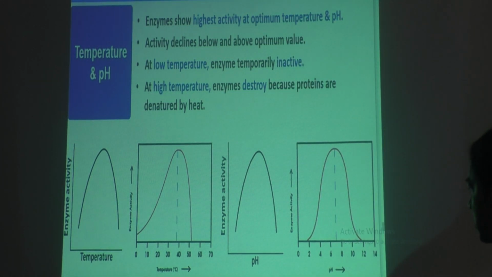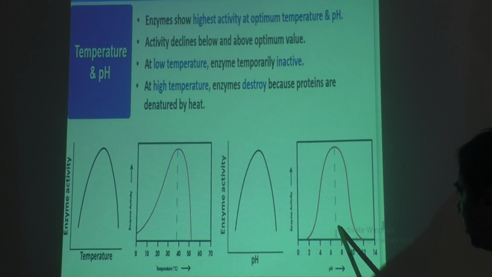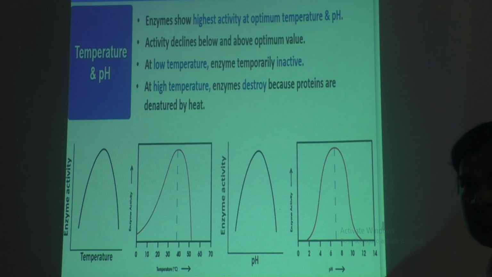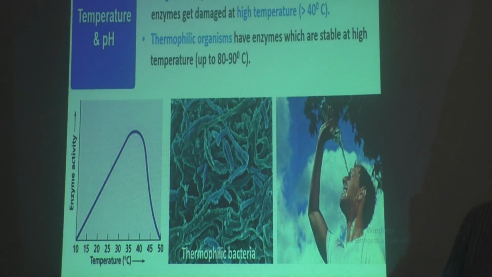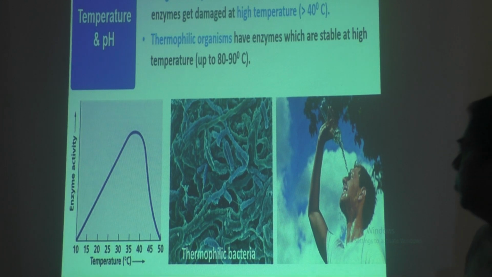Then for pH, you see, neutral pH, that is 7 pH here, is optimum. In acidic and basic conditions, enzyme activity decreases. Same for temperature and pH, some more points we will see.